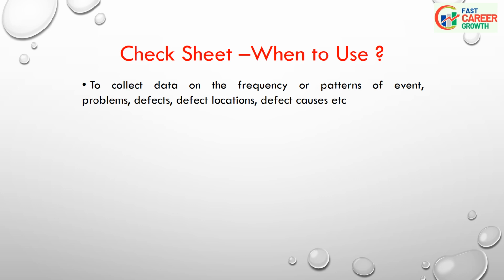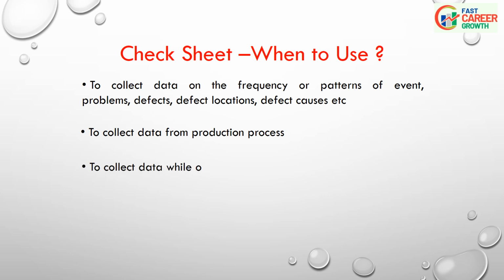To collect data from a production process means check sheets are often used to record and track the occurrence of specific events or issues, as in the previous example of documenting defective products, defect types, and times of occurrence, which helps identify trends and patterns. Next: to collect data while observing a process.